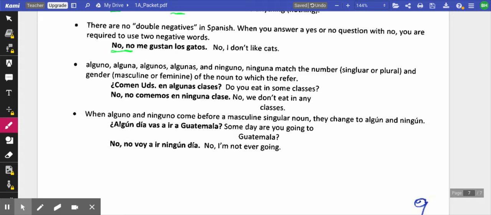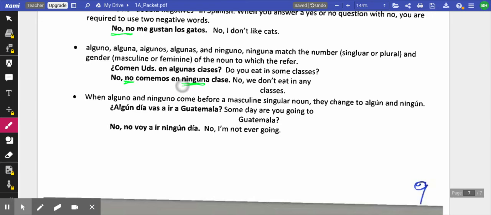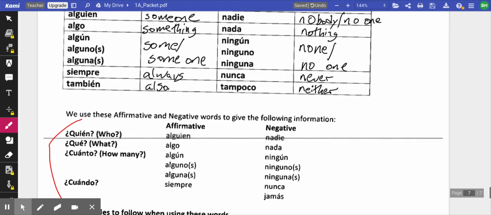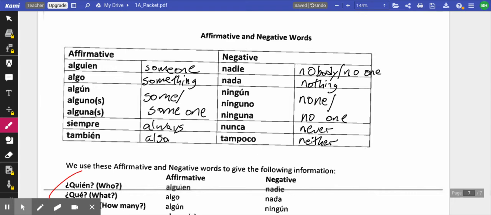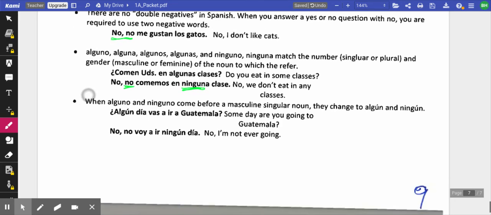Comen ustedes en algunas clases. Do you eat in some classes, right? Years past, obviously the questions would be a little bit different, but here it's no comemos en ninguna clase, right? Since we're leading this sentence with a no, this is going to have to be a negative word. So we can just scroll back up here to this chart. Here we go. Clase is feminine and singular. So we're going to choose this one. Okay. With alguno and ninguno, we're going to have to match them gender and number, just like we do with all of our other adjectives and things like that.